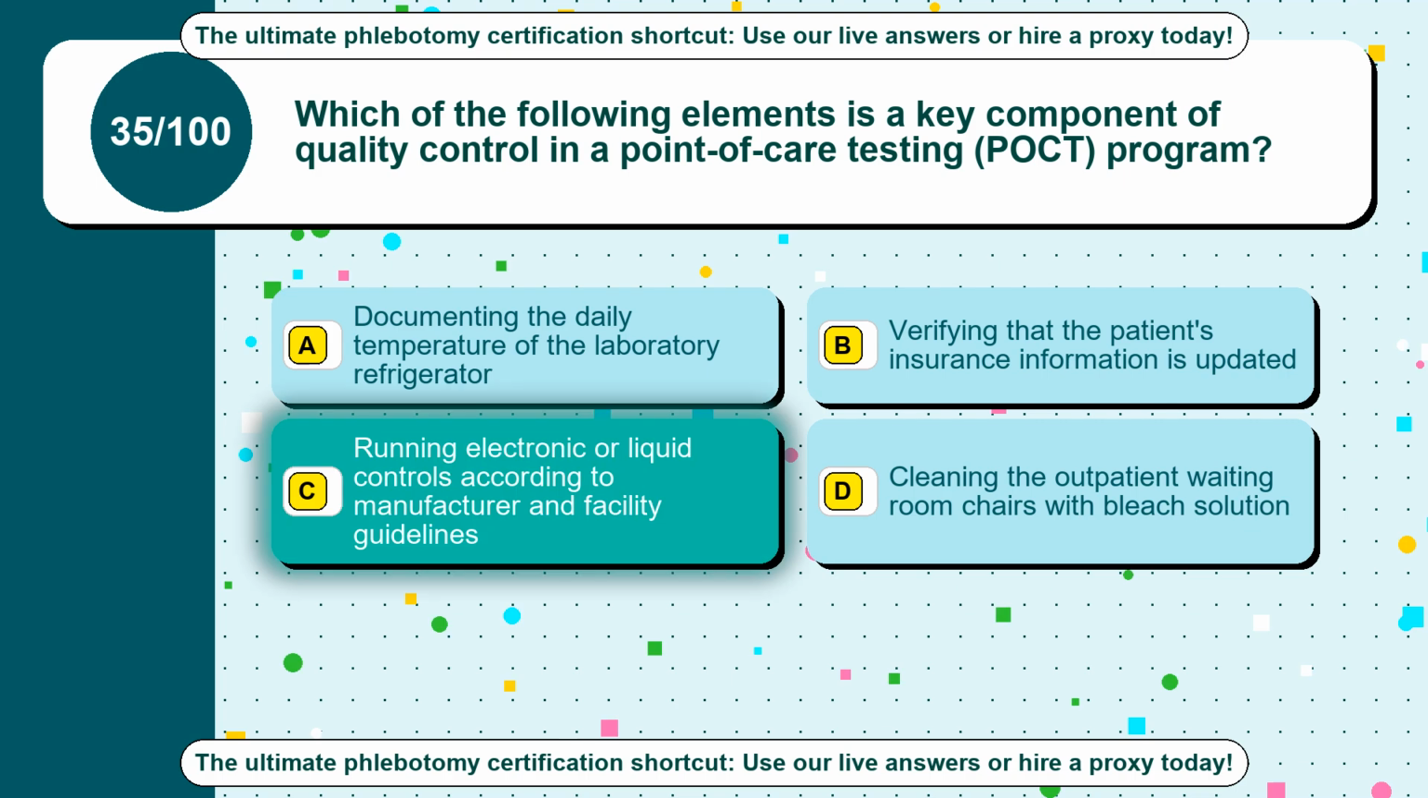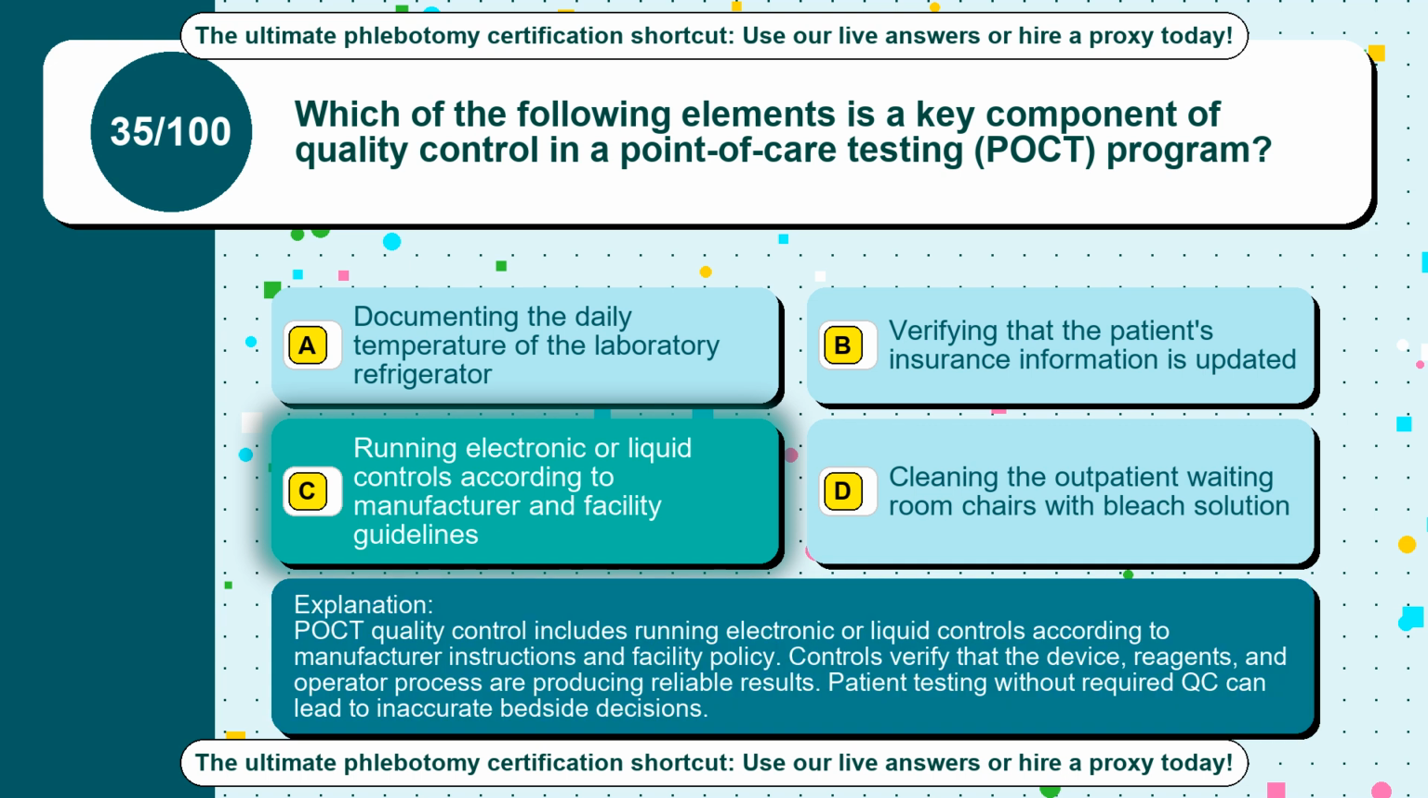The correct answer is option C, running electronic or liquid controls according to manufacturer and facility guidelines. POCT quality control includes running electronic or liquid controls according to manufacturer instructions and facility policy. Controls verify that the device, reagents, and operator process are producing reliable results. Patient testing without required QC can lead to inaccurate bedside decisions.